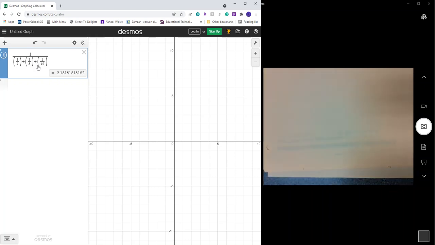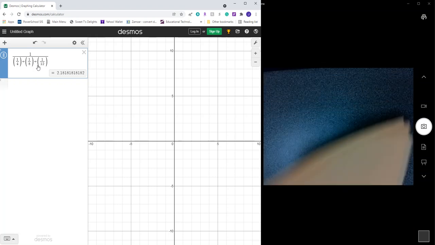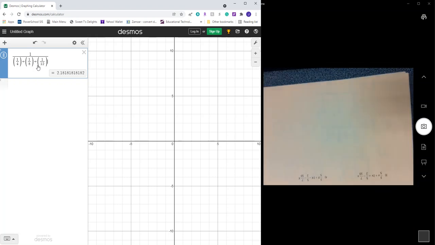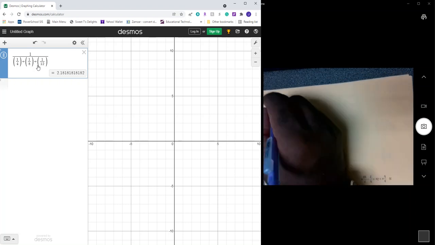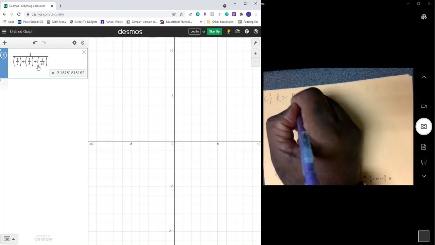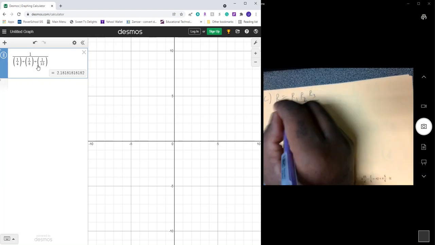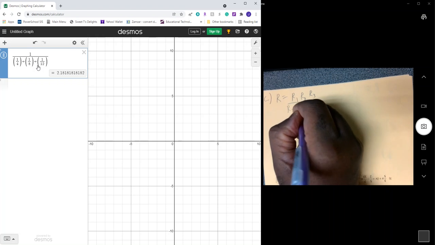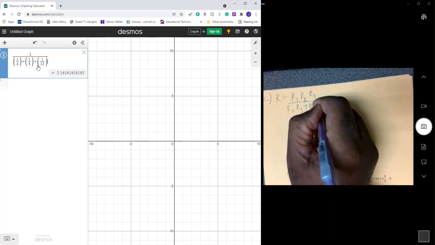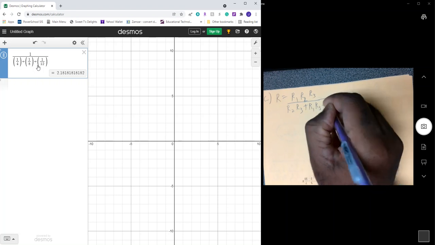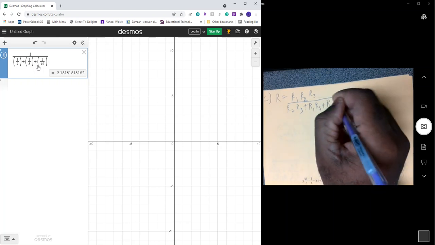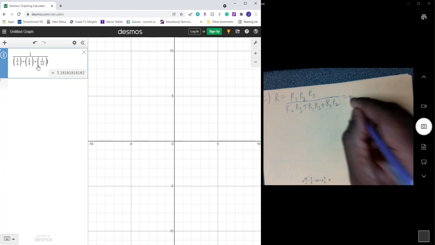Now it asks us to go here to C. Now with C, it says redo part A using the new formula from part B. How do the answers compare? So we will have R is equal to R1, R2, R3, all over R2, R3, plus R1, R3, plus R1, R2. And now we will substitute.